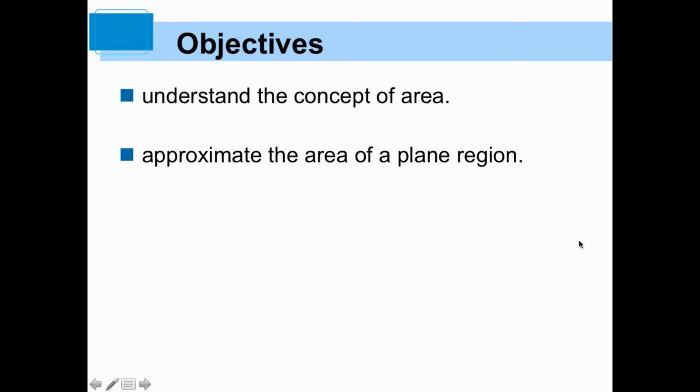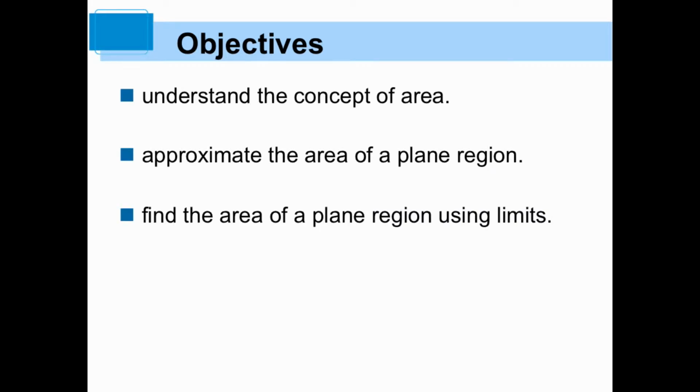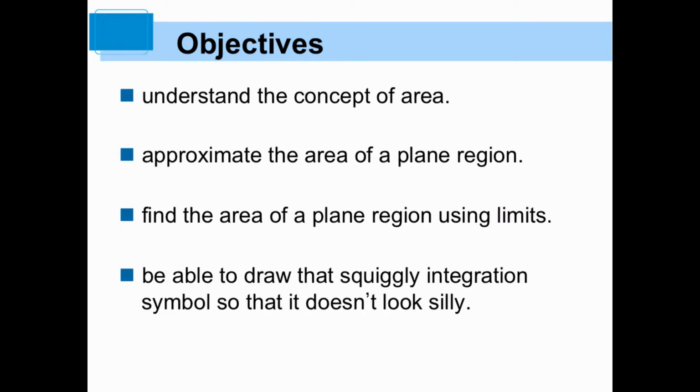Okay, so let's go through this. We'll talk about the concept of area. We're going to look at 4 different ways to approximate the area under the curve by drawing rectangles. It's basically a geometry lesson today. Then we're going to talk a little bit about some limits, not too much, just enough to put you on edge. And then you should continue to practice drawing the squiggly thing.